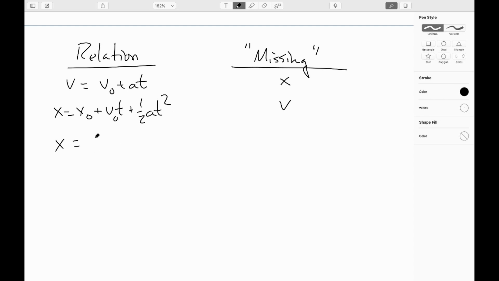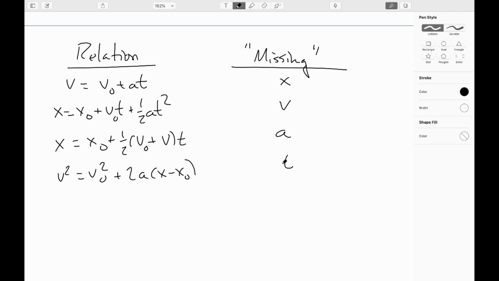Then our third member was x equals x naught plus 1/2 v naught plus v t. What's this one missing? Yep, you got it, a. And then finally, v squared equals v naught squared plus 2a x minus x naught. That one's missing t. It turns out the fact that each of these equations is missing a variable makes it very straightforward to figure out the right relation to use for doing a practical problem.